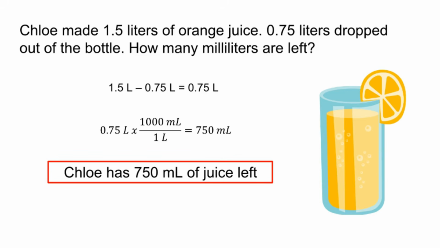To determine what the remaining amount of juice is in milliliters, we can convert 0.75 liters to ml as shown. Multiplying 0.75 liters by the conversion factor 1000 ml over 1 liter, we get 750 ml. Now, Chloe has 750 ml of juice left.